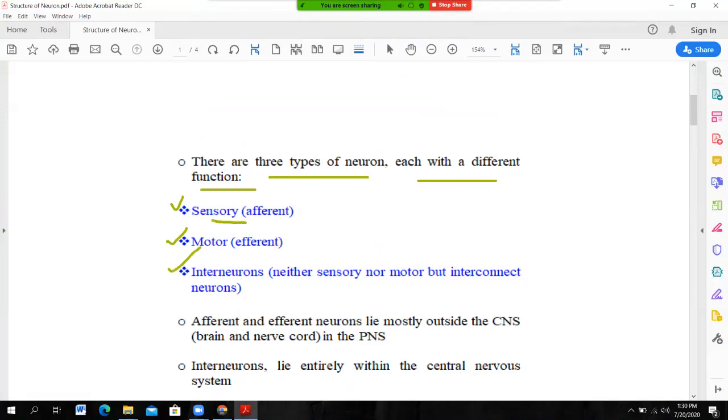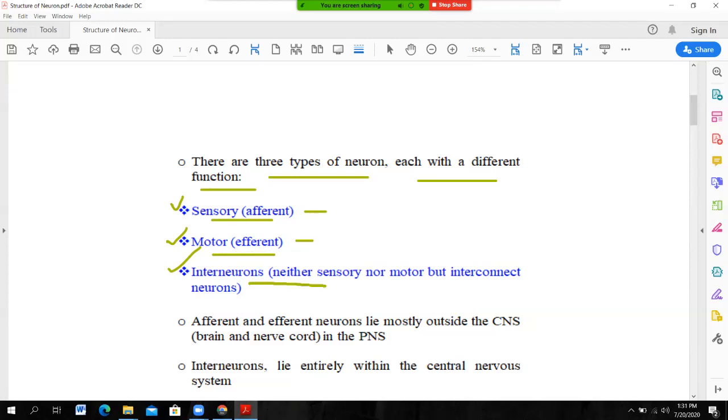Sensory neuron are also called afferent neuron. It is called afferent because sensory neuron carry synaptic information or nerve impulses from receptors towards the central nervous system. Motor neuron, this is called efferent neuron. The function of motor neuron is to carry impulses or messages from the CNS towards the effectors. The effectors may be muscle or glands.